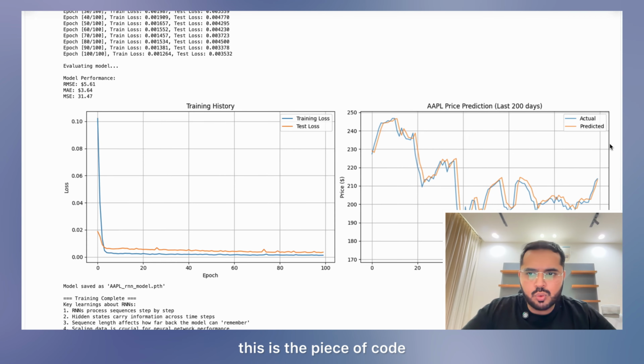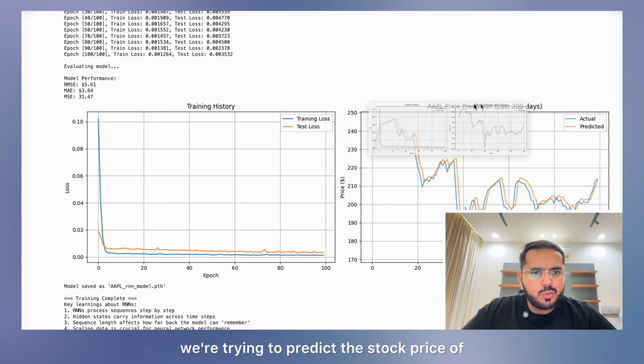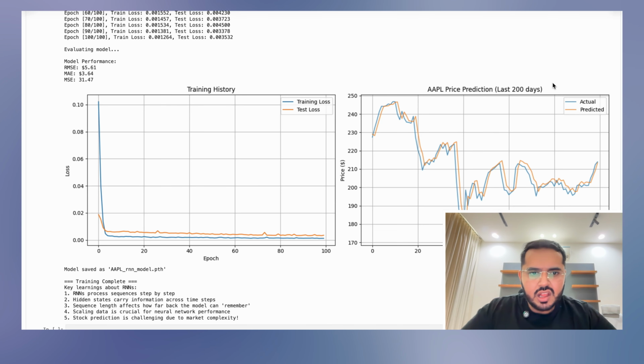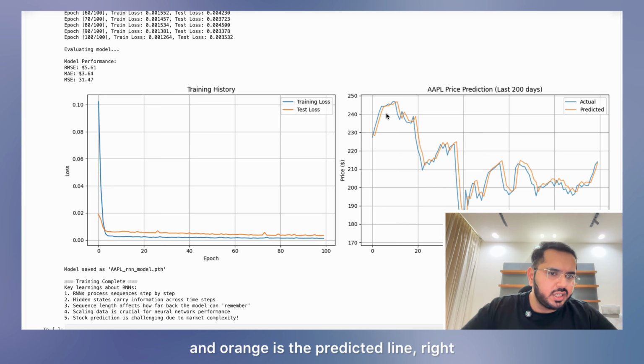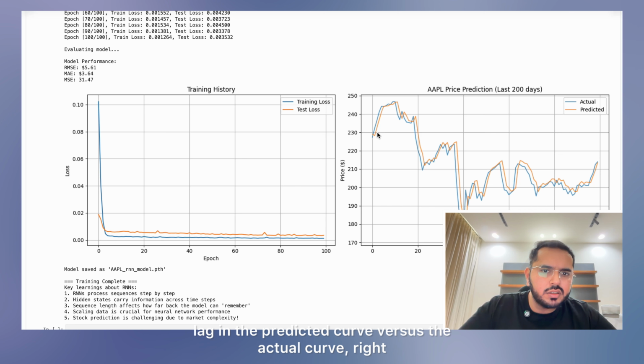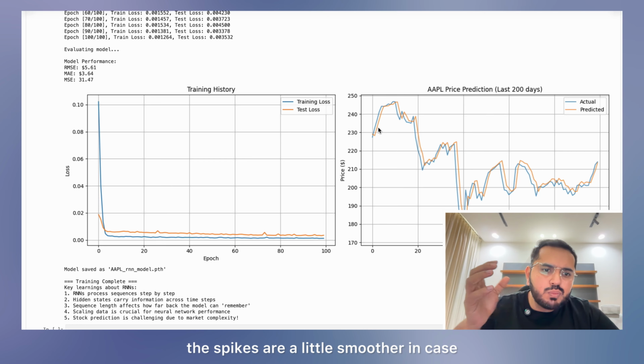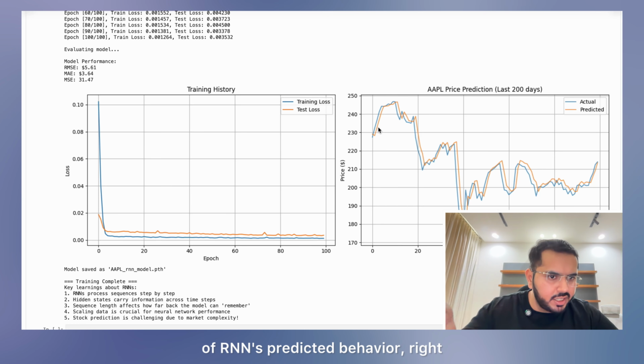So this is the piece of code that I trained an RNN on, and we're trying to predict the stock price of Apple for the last 200 days, right? This is the training history, and the right side is known as the prediction behavior. Blue is the actual line, and orange is the predicted line. Let us observe this. We can see that there is a very slight lag in the predicted curve versus the actual curve, right? This is a typical behavior of RNN. The other thing we can see is that the spikes are a little smoother in the RNN's predicted behavior, right?